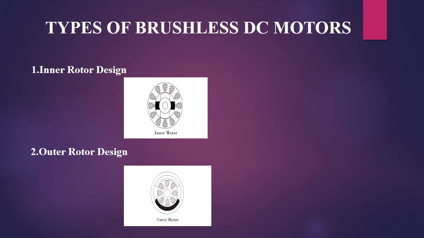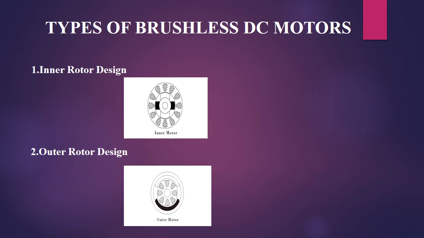Types of brushless DC motors. Basically, BLDC motors are of two types. They are inner rotor design and outer rotor design. Inner rotor design. In an inner rotor design, the rotor is located in the center of the motor and the stator winding surrounds the rotor. So the rotor is located in the core. Rotor magnets do not insulate heat inside and the heat gets dissipated easily. So the inner rotor design motor produces a large amount of torque and it is widely used.